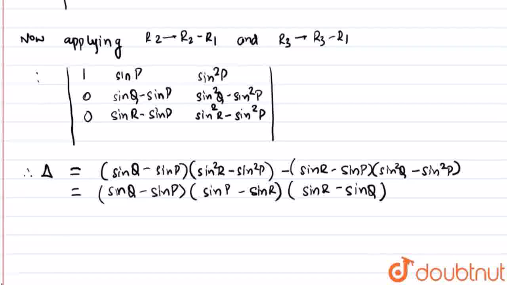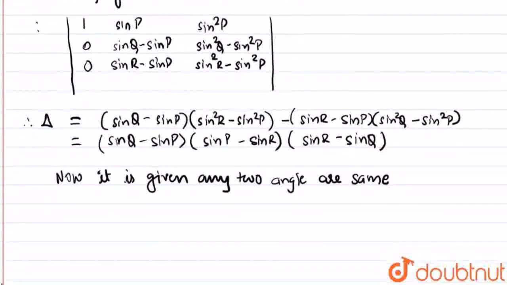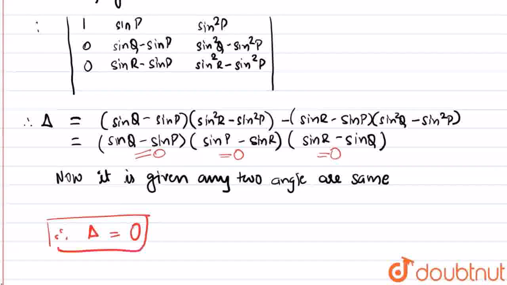So now in the given question any two of the angles are the same. So if we assume that any two angles, that is Q or P are the same, or P or R are the same, or R or Q are the same, then on assumption either the first term is equal to 0, or the second term is 0, or the third term is 0. So when multiplied, we get the value of the determinant as 0.